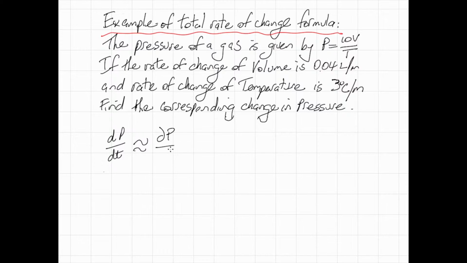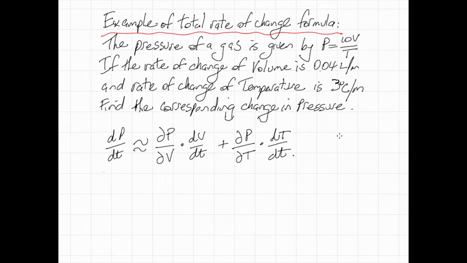partial derivative of pressure with respect to volume times dV/dt, plus the partial derivative of the pressure with respect to temperature times the derivative of temperature with respect to time. So this is saying that the total rate of change of pressure over time can be calculated approximately by this formula.